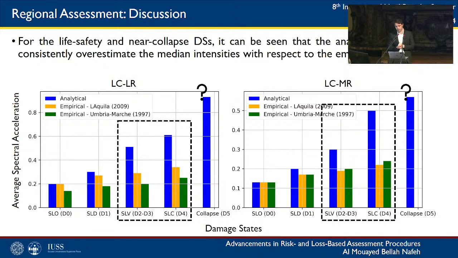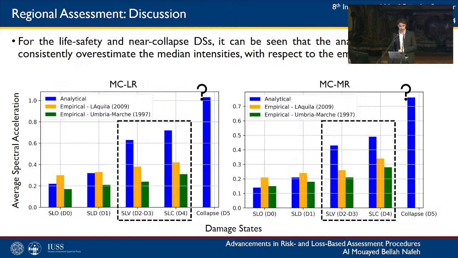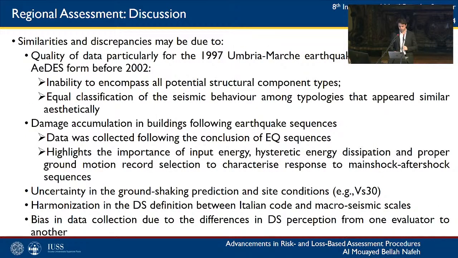However, for the ultimate damage states, it can be seen that the analytical fragility functions tended to consistently overestimate the median intensities with respect to the empirical observations. And unfortunately, no conclusions can be drawn with regards to collapse, which is consistent with the findings of other studies which have demonstrated that aspect.